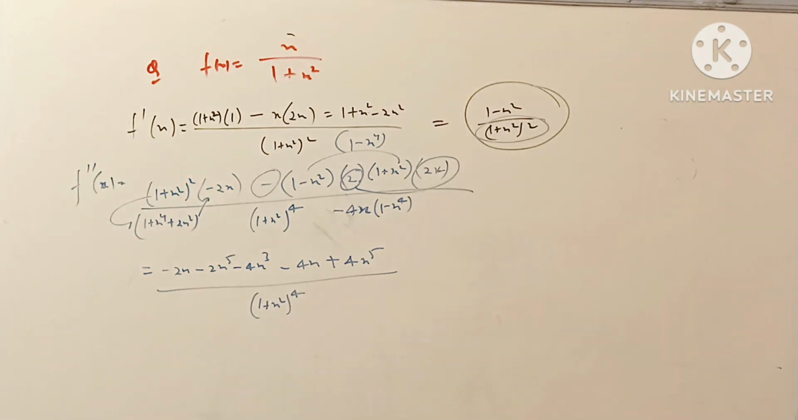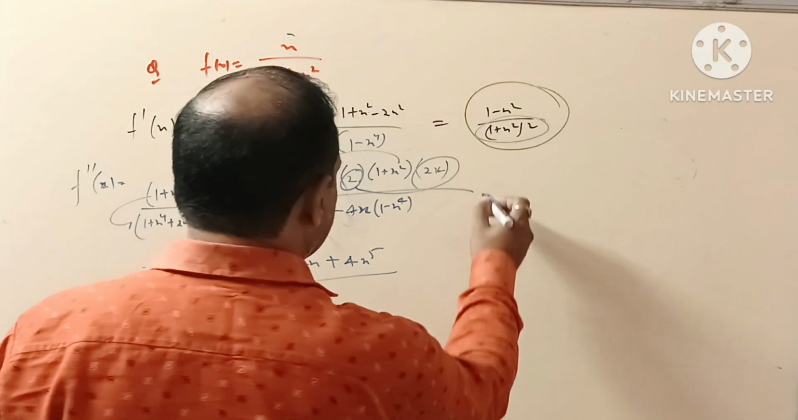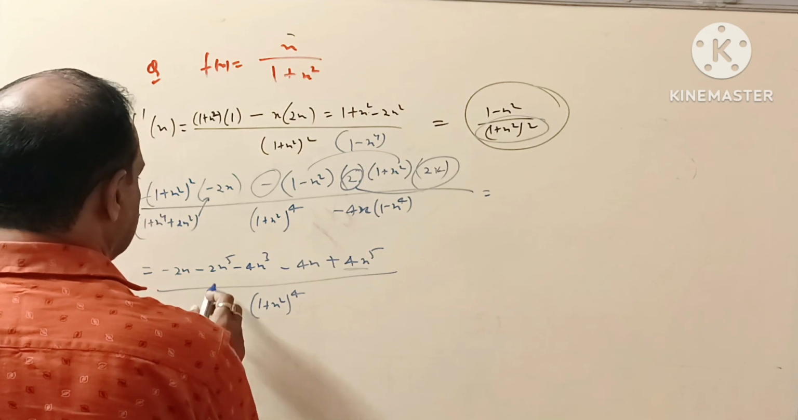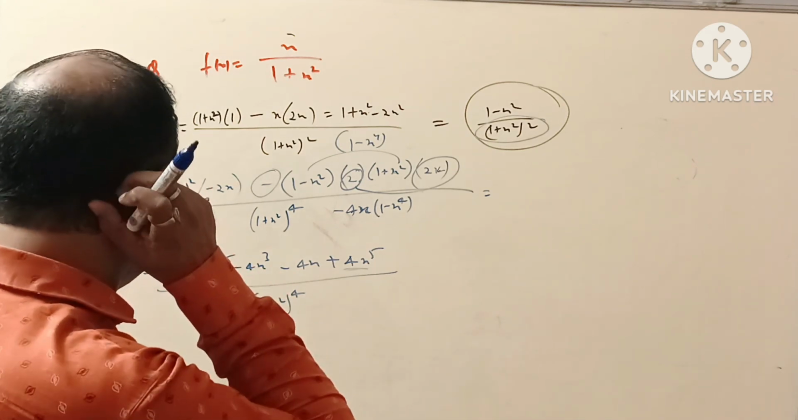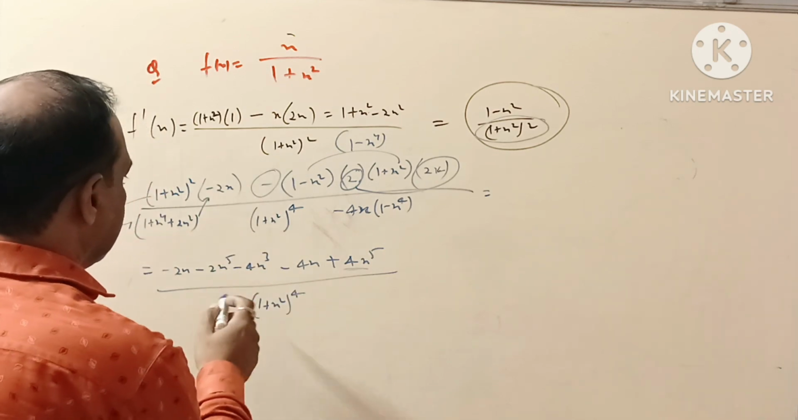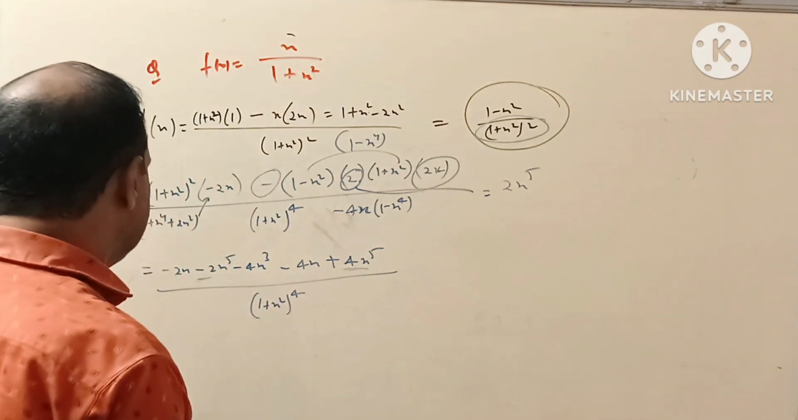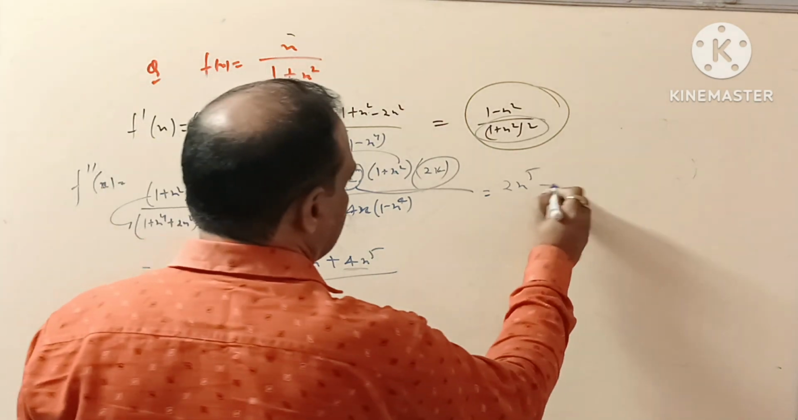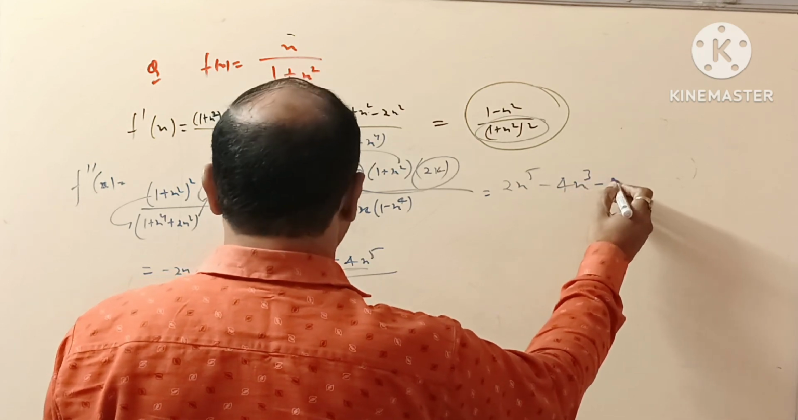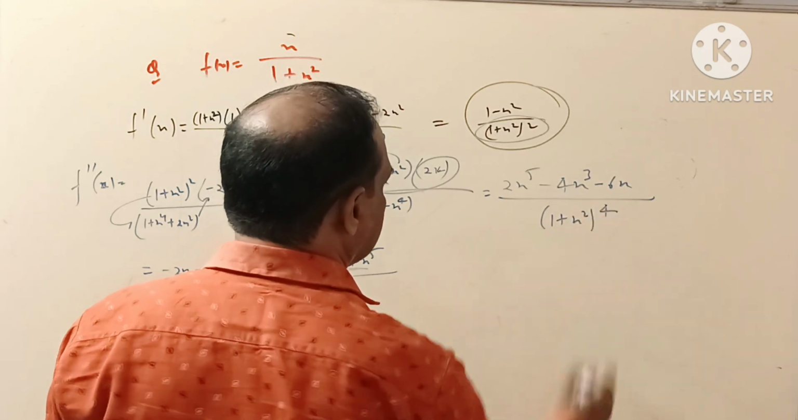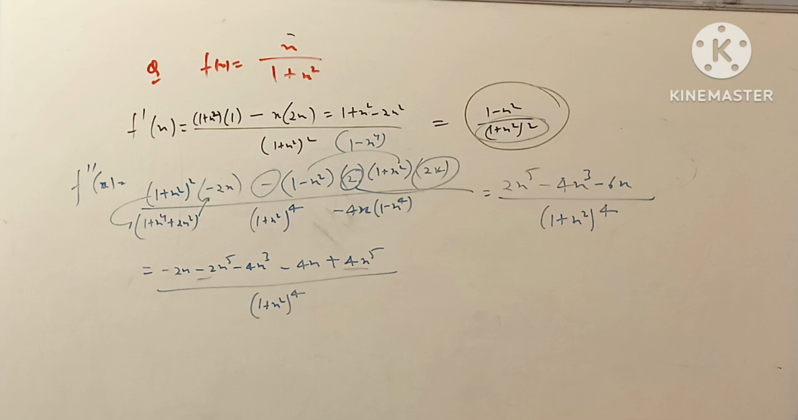Okay, now this will give you what? It will give you, I'm just writing it here, this is plus 4, and this is plus 4, and this is minus 2. It will give you 2x raised to power 5. Then this is minus 4x cube. Furthermore it is minus 6x, and in the denominator you are having 1 plus x square whole raised to power 4. Clear? This is the required part which we all are having here.